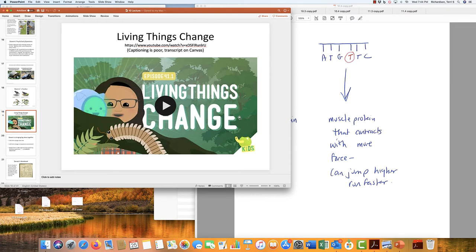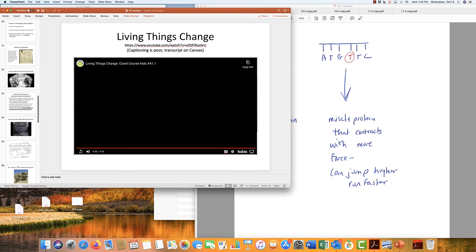This lady is going to talk about this modification, descent, inheritance with modification, where we're inheriting genes that, if they allow us to survive in the environment very well, those genes are going to stay around. If those genes don't allow us to survive in the environment, they're going to be gone. Let's take a look. The captioning is poor. There is a typed transcript of this video on Canvas.